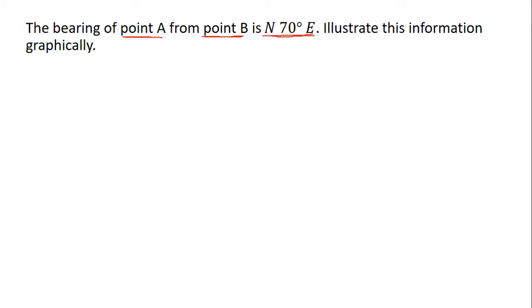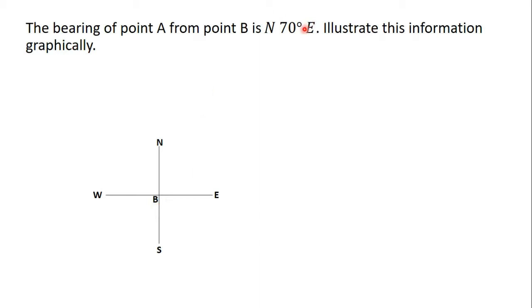So in order to represent this information on a diagram, what you do is that you draw your diagram as you've been doing all along. Since this is a compass bearing, you draw the diagram with the 4 main cardinal points: north, south, west, and east. Since this is the bearing of point A from point B, we are going to start from point B. So we will call our starting point here point B.